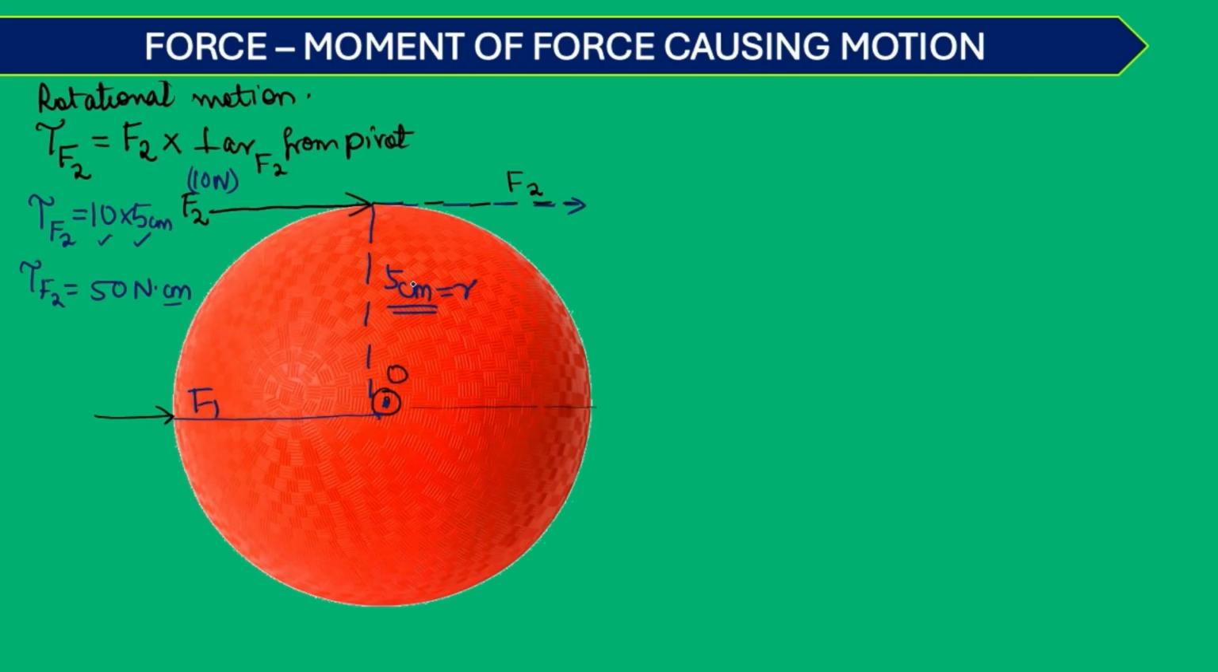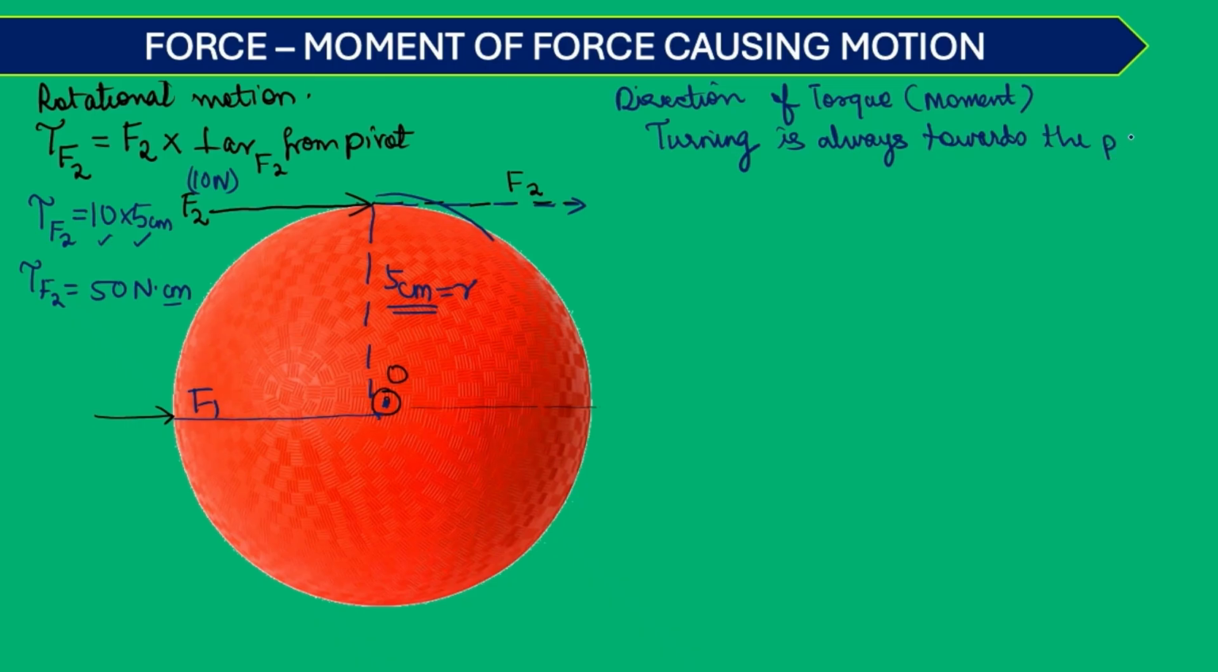Now let us try to understand the direction of torque, or direction of moment. This is important because moment is a vector quantity. Now just imagine this force. Always remember that the force which is acting tries to roll the body. If it has a rolling effect or a turning effect, it will turn always towards the pivot, wherever it may be. So this ball, whenever this force is applied, is going to turn towards the pivot.